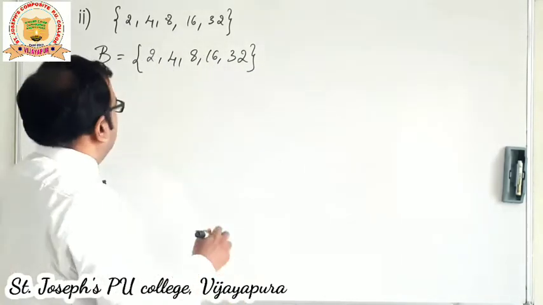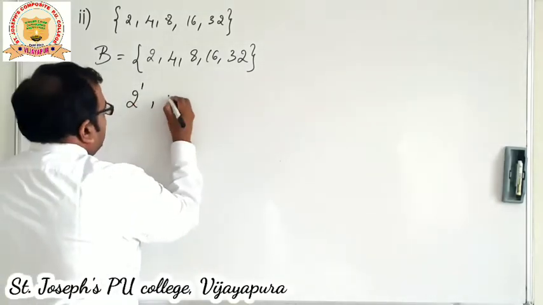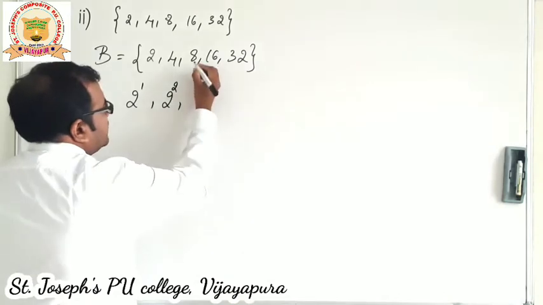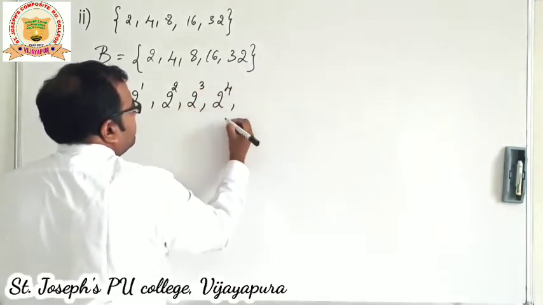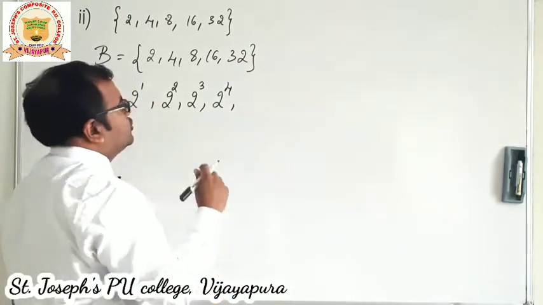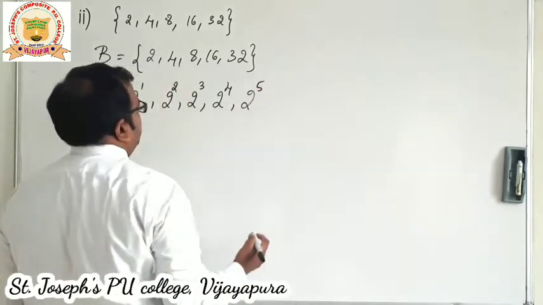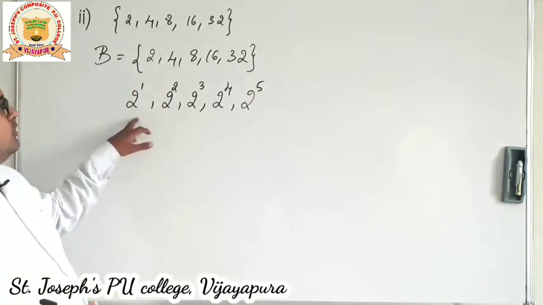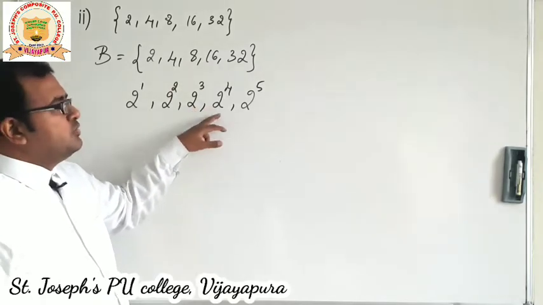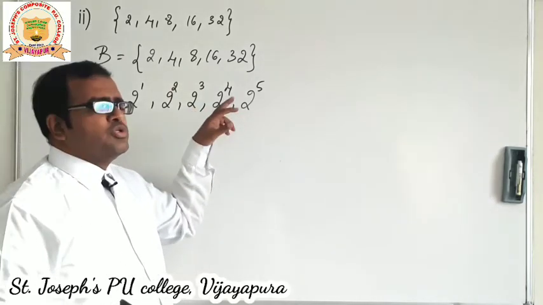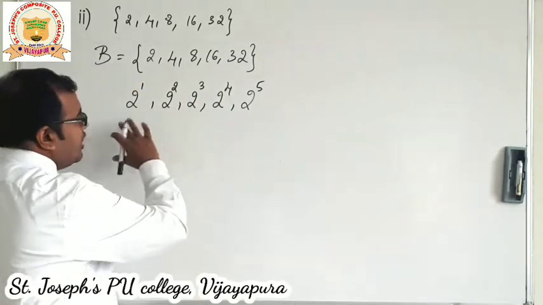Can you make out? See here. First one is 2 to the power 1. Second one is 2 squared, 2 cubed, 2 raised to the power 4. 32 is again 2 into 2 into 2 into 2 into 2, that is 2 to the power 5. Right? 2, 2 into 2, 2 into 2 into 2, and so on, 5 of them. So what's common in everything?